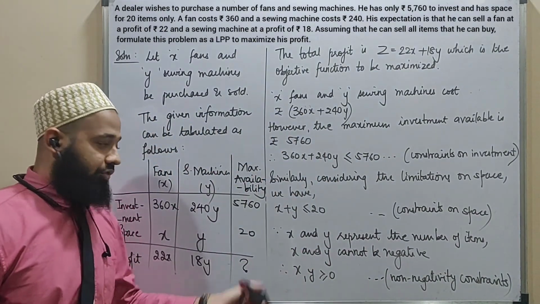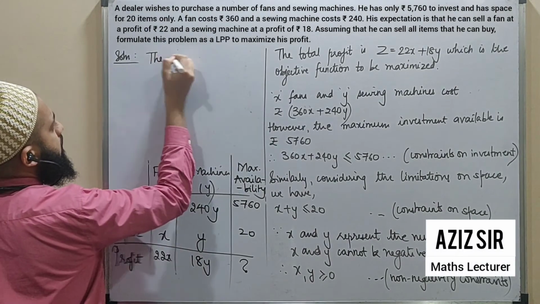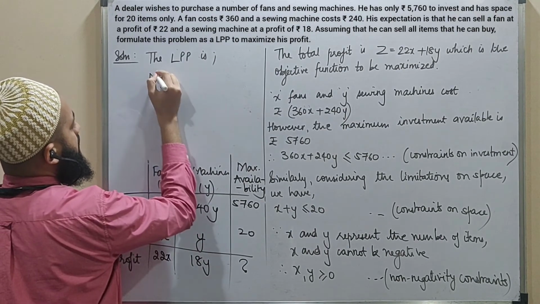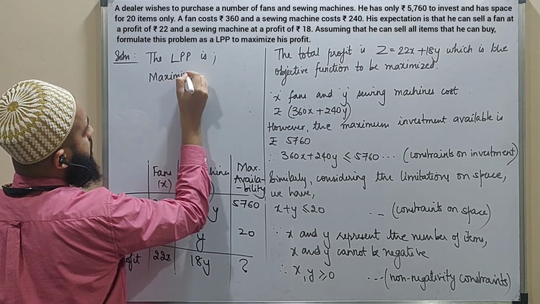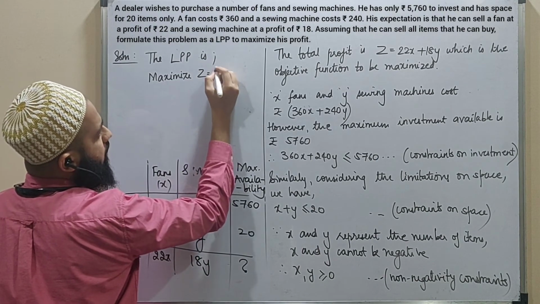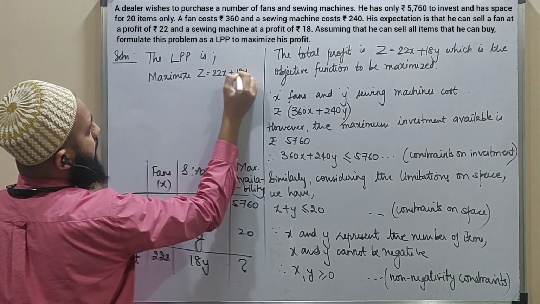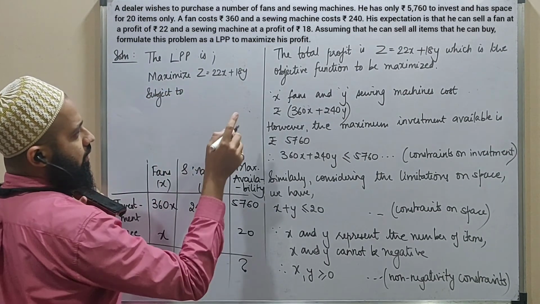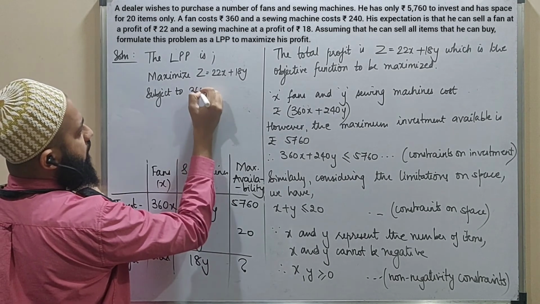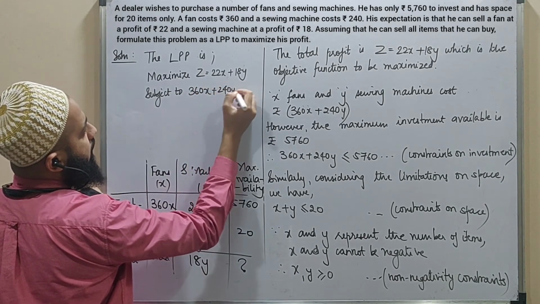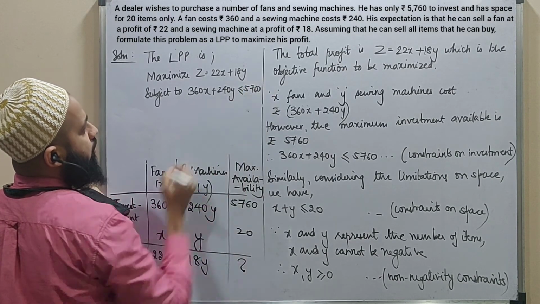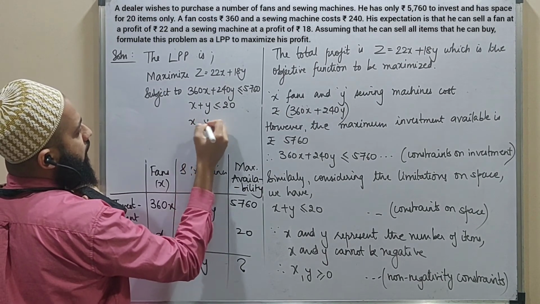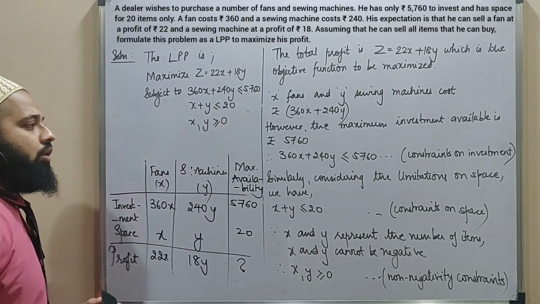Having finished all of it, time to write the LPP. The LPP is: maximize z equal to 22x plus 18y subject to, first the constraint 360x plus 240y less than equal to 5760. We have x plus y less than equal to 20, and we have the non-negativity constraints where x and y have to be greater than equal to 0.